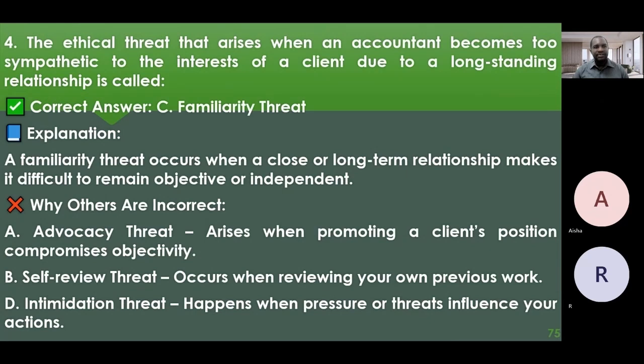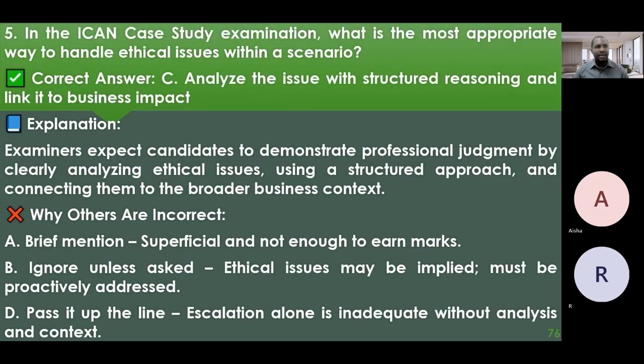Number 4, the ethical threat that arises when an accountant becomes too sympathetic to the interest of a client due to a long-standing relationship is called familiarity threat. Explanation: a familiarity threat occurs when a close or long-term relationship makes it difficult to remain objective or independent. C. Exactly.